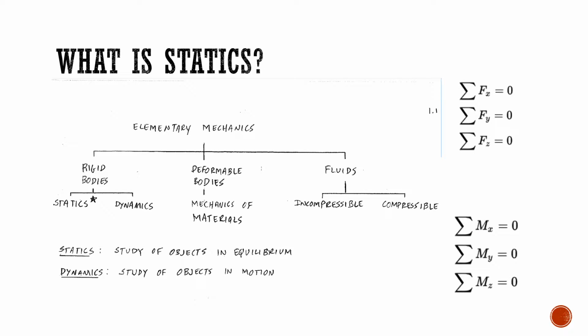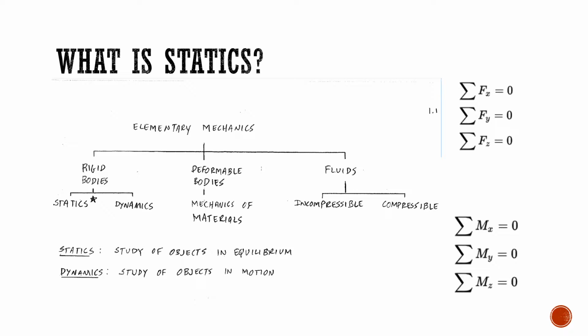What is statics? Well, as you can see, there's elementary mechanics, and elementary mechanics can be broken into three subcategories: rigid bodies, deformable bodies, and fluids. They can be broken up even further into statics and dynamics under rigid bodies, mechanics of materials under deformable bodies, and incompressible or compressible under fluids. So statics is the study of objects in equilibrium. And as we can see from the tree, it is a rigid body in equilibrium.